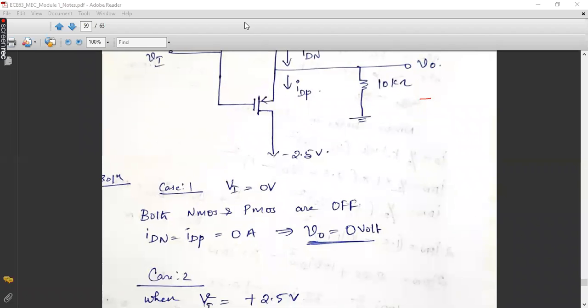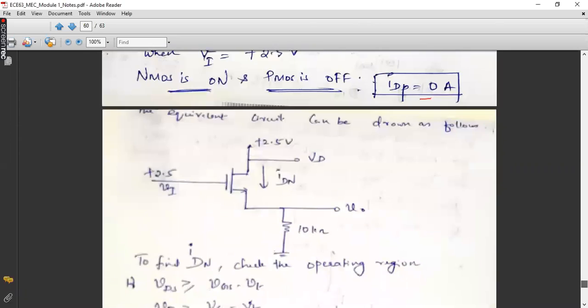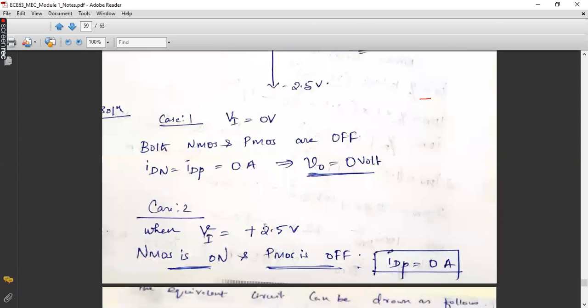Any doubts regarding case 1? No, sir. Now coming to case 2. Case 2 means we are applying a positive gate voltage. You can take down parallelly. We are giving a positive input voltage, that is Vi equal to positive 2.5 volt as per our requirement, which is more than our threshold voltage, because the threshold voltage is 1 volt only for an NMOS. So as per our theory, NMOS will be on and PMOS will be off.